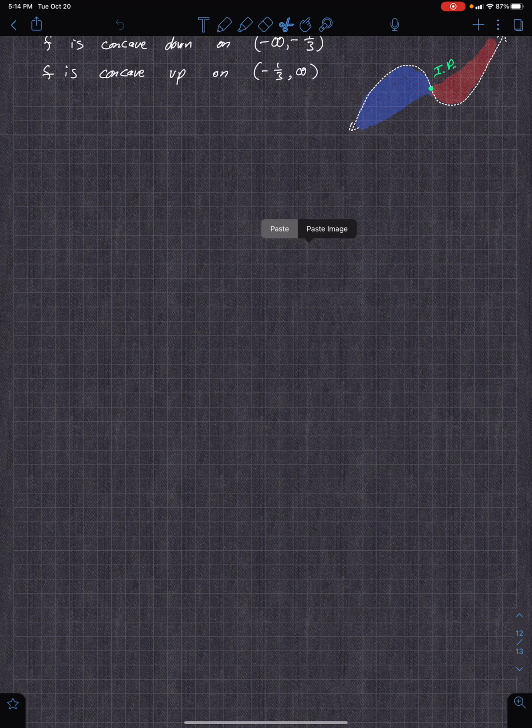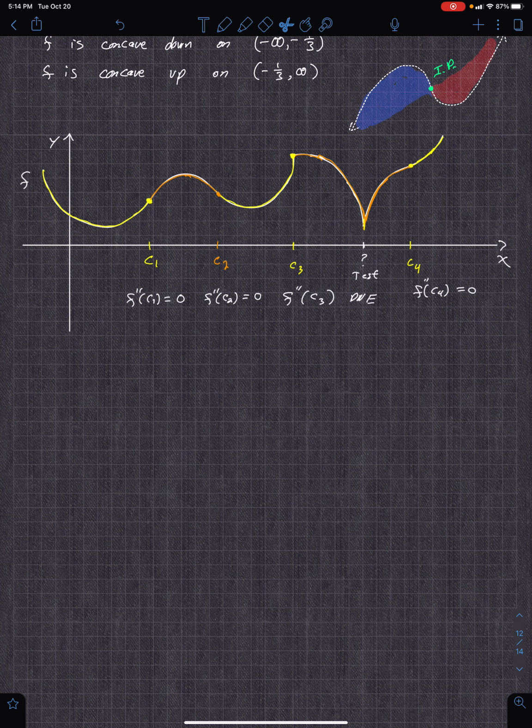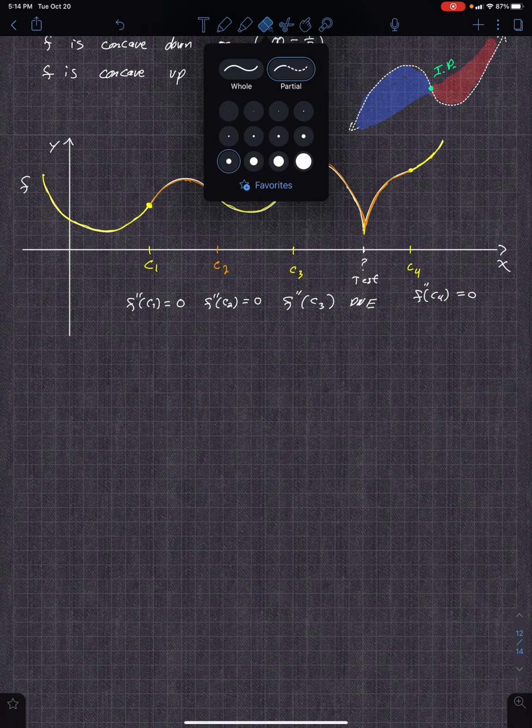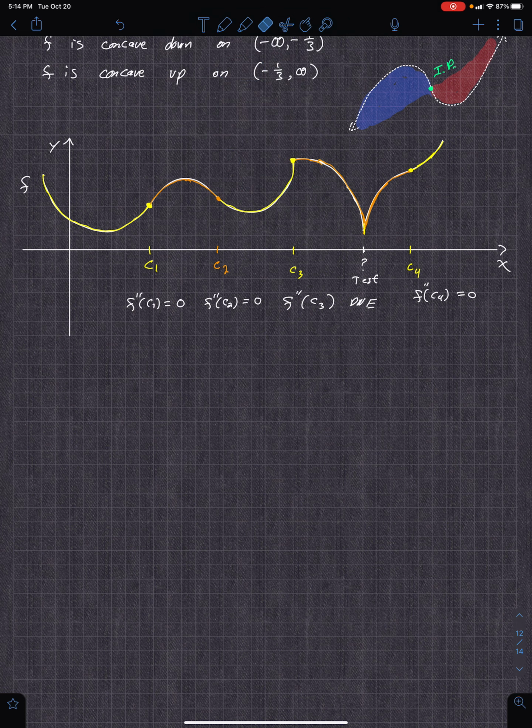Sometimes it's easier just for you to pause it and sketch that. And let's suppose you didn't see any of these right here right now. Okay, you didn't look at all those guys. We'll redo that right now.